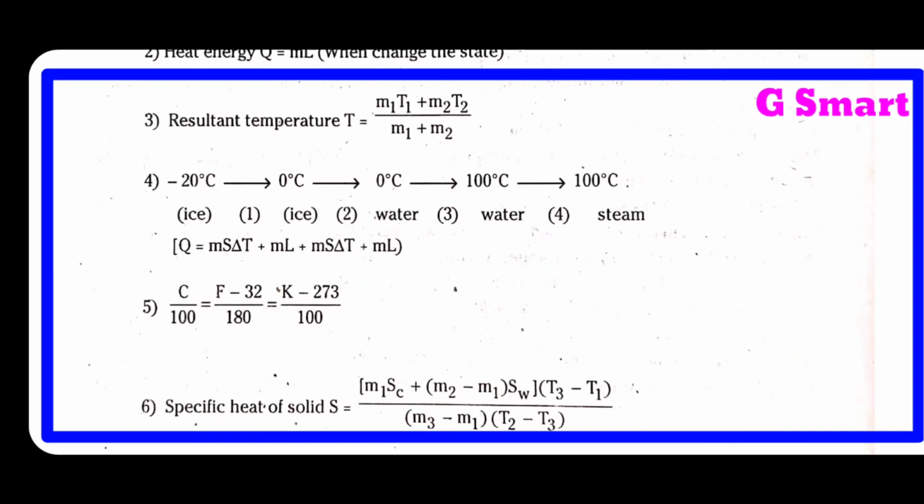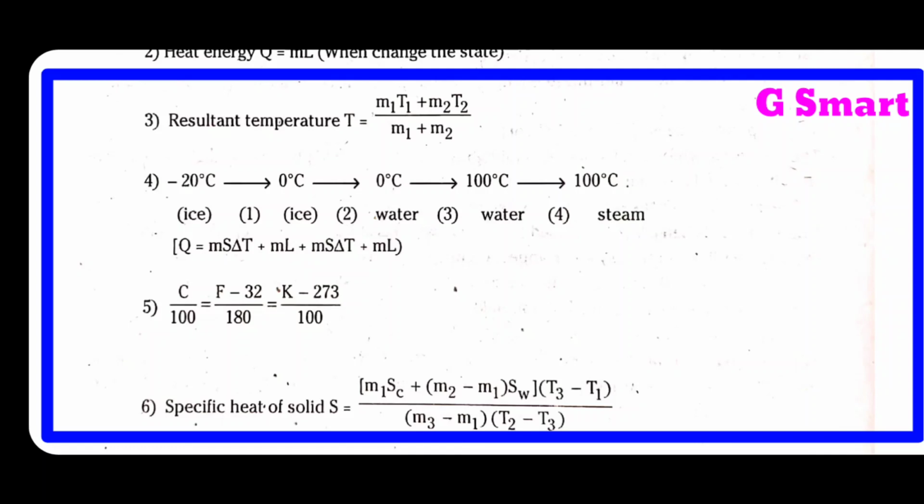From minus 20 degrees centigrade to 0 degrees centigrade, there is no change in its state. In both conditions, it is in the state of ice. So we will use the Q is equal to m s delta T formula. In the second step, 0 degrees ice to 0 degrees water, there is no change in temperature, there is a change in its state, ice to water. So we will use the Q is equal to m L formula. From 0 degrees water to 100 degrees centigrade water, there is no change in its state, but there is a change in its temperature. So we will use the m s delta T formula again.